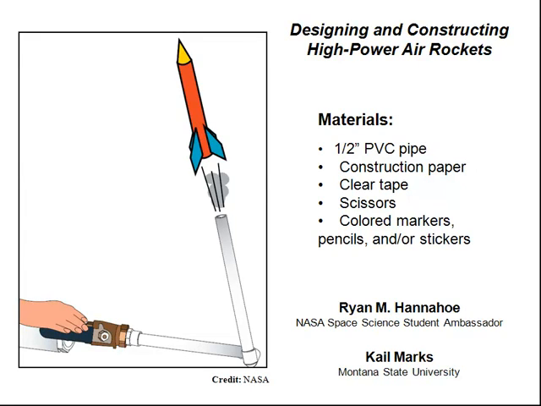Today's tutorial is going to be about designing and constructing high-power air rockets. Now, to design and build your rocket, you're going to need the following materials: 1/2-inch PVC pipe, a package of construction paper, a roll of clear tape, a pair of scissors, a box of colored markers, pencils, and/or stickers.